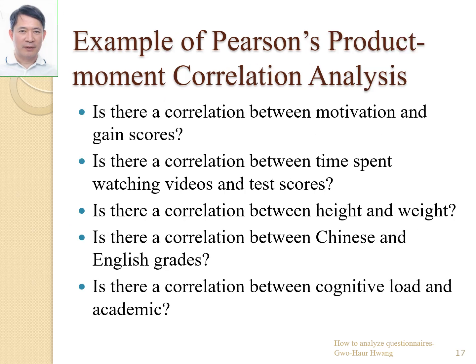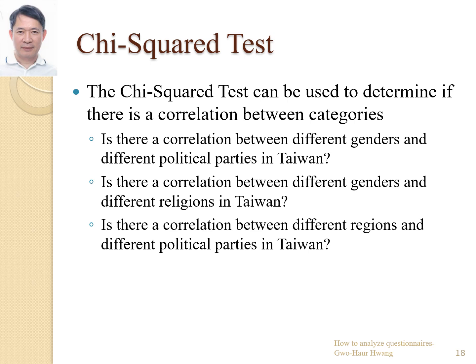Now, we introduce some examples of Pearson's product moment correlation analysis. Is there a correlation between motivation and gain scores? Is there a correlation between time spent watching videos and test scores? Is there a correlation between height and weight? Is there a correlation between Chinese and English grades? Is there a correlation between cognitive load and academic performance?